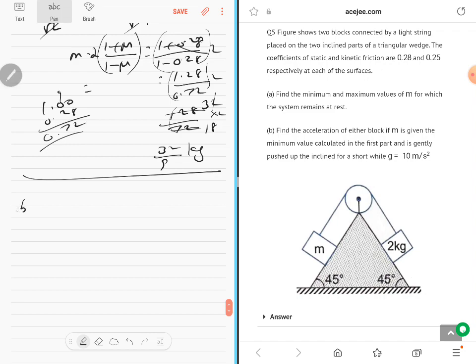So next is B. Find the acceleration of either block if m is given the minimum value calculated in the first part, and is gently pushed up the inclined plane for a short while. I don't understand this question. Find the acceleration of either block if m is given the minimum value calculated in the first part, yes, and is gently pushed up for a short while.